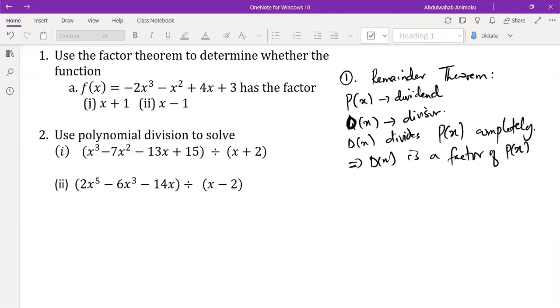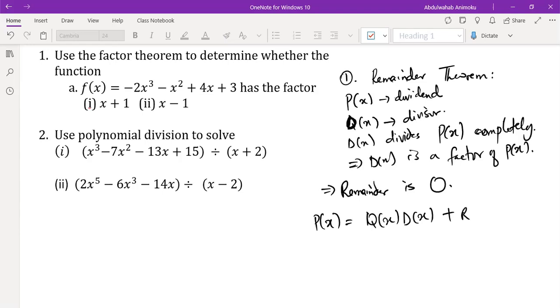of p of x. But what does it mean to say that a polynomial d of x divides another polynomial completely? This basically means the remainder is 0. Because we can write p of x as what? When d of x divides p of x, we'll have what we call the quotient, times that divisor, plus the remainder. Now, when this remainder is 0, we say that d of x is a factor of p of x, right? That's what it means.